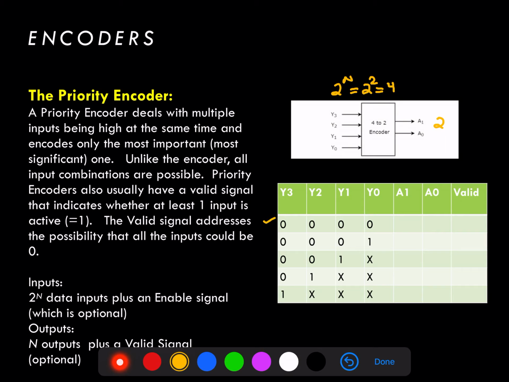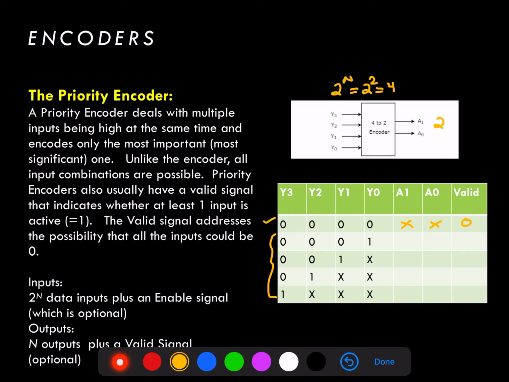It allows for all of the inputs to be 0, in which case the valid signal indicates by being a 0 that the input is invalid. In other words, there's no priority, and the outputs A1 and A0 become don't cares or irrelevant in that case. In the other 4 scenarios, the output will encode which input contains a 1. And when there's more than one input that contains a 1, the input that has the highest weight will dictate the code at the output.